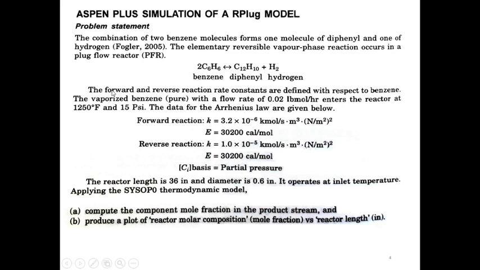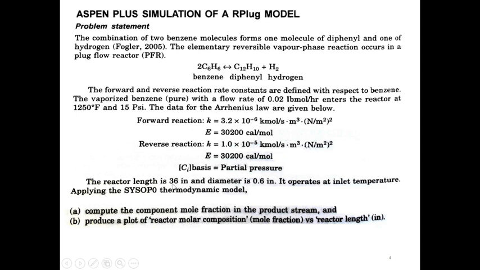The forward and reverse reaction rate constants are defined with respect to benzene. The vaporized benzene with a flow rate of 0.02 pound mole per hour enters the reactor at 1250 degrees Fahrenheit and 15 psi. The data for the Arrhenius law are given below. Over here you can see forward reaction and reverse reaction. Since a reversible reaction is taking place, we are going to have one forward reaction and one backward reaction. Now the basis, previously it was in molarity basis, but over here it is in partial pressure.